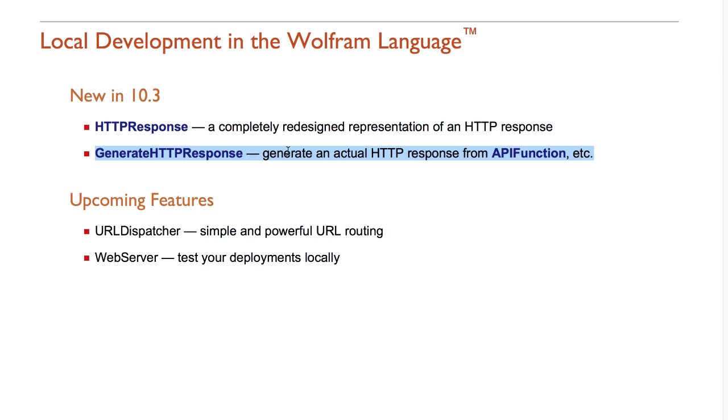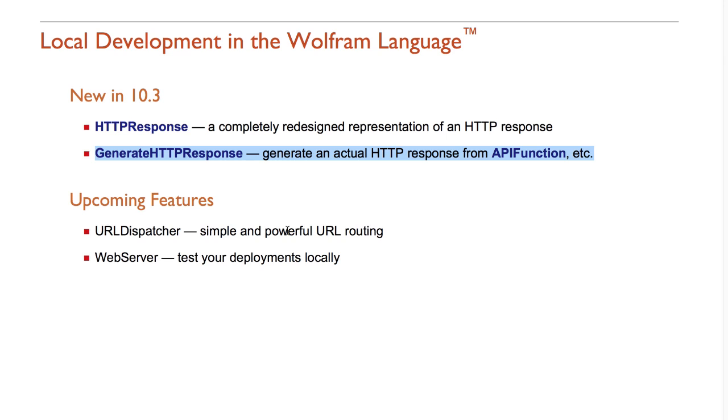The other function we've released in 10.3 is GenerateHTTPResponse. GenerateHTTPResponse is, on one hand, the mechanism that CloudDeploy uses whenever you have some special heads such as APIFunction and FormFunction to return an HTTP response. But it's also a tool you can use locally to debug your deployment in the same kernel you're actually working.